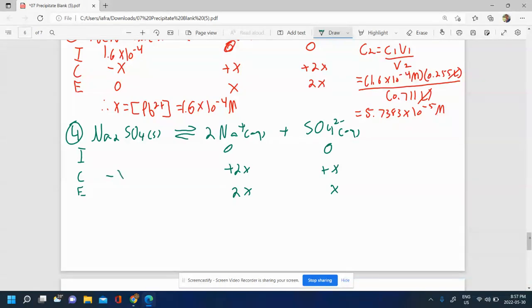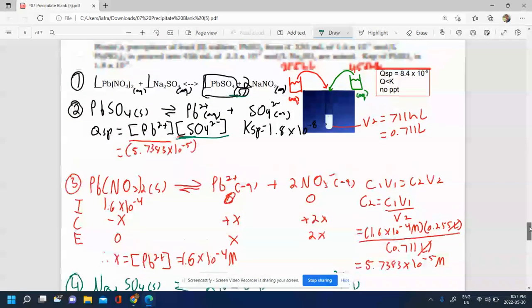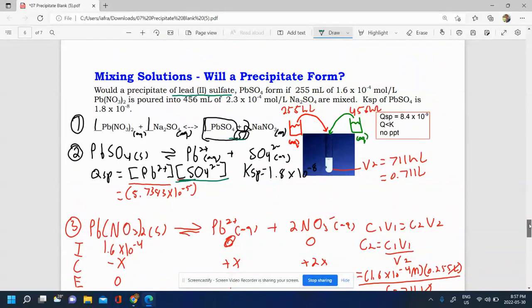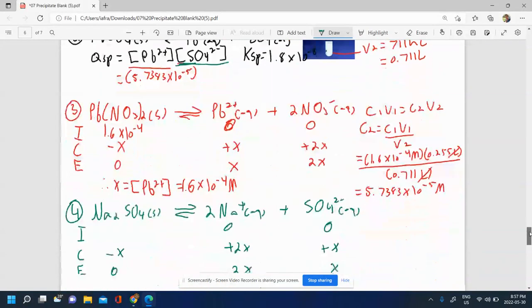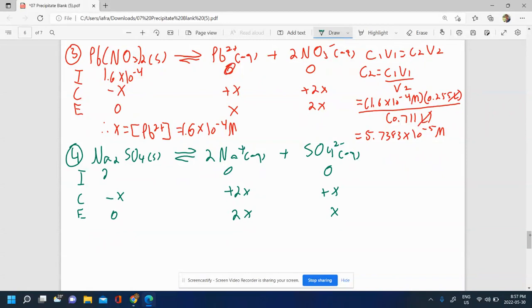We know this will be minus x and this will be 0 because all of the sodium sulfate was dissolved in that solution. And the initial concentration is 2.3 times 10 to the power of -4. And so what that means is that x, which is the concentration of the SO4, is equal to 2.3 times 10 to the power of -4 molar. But don't forget this is in the initial volume, so we have to find this in the new volume.